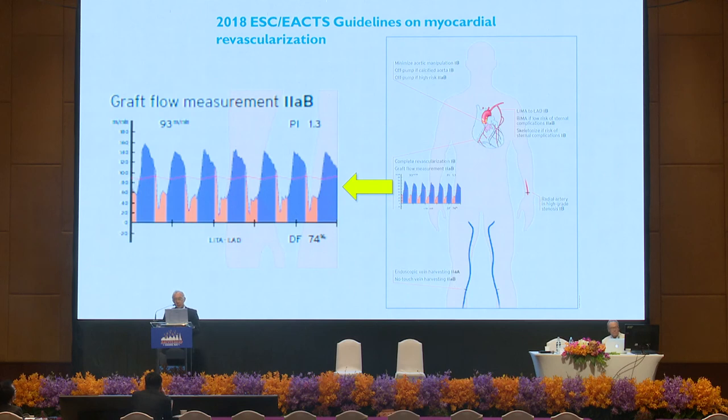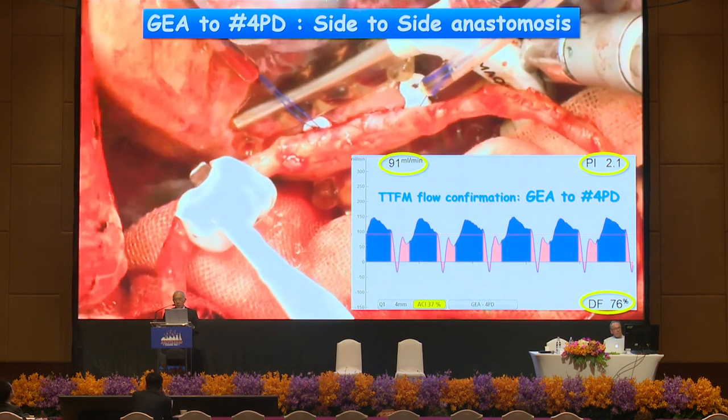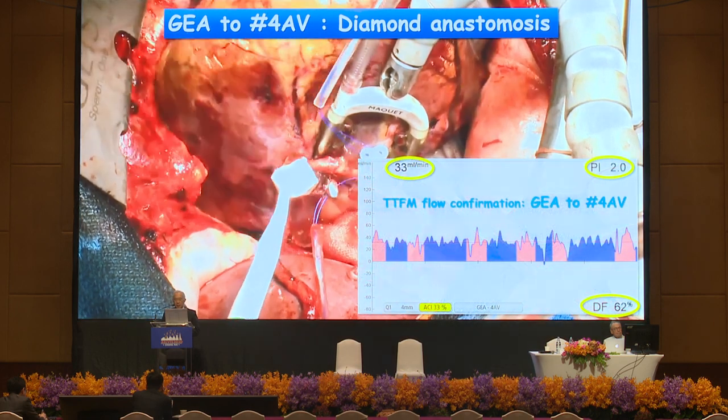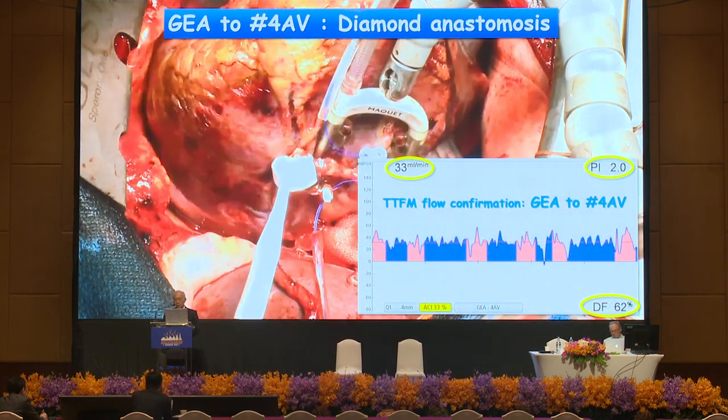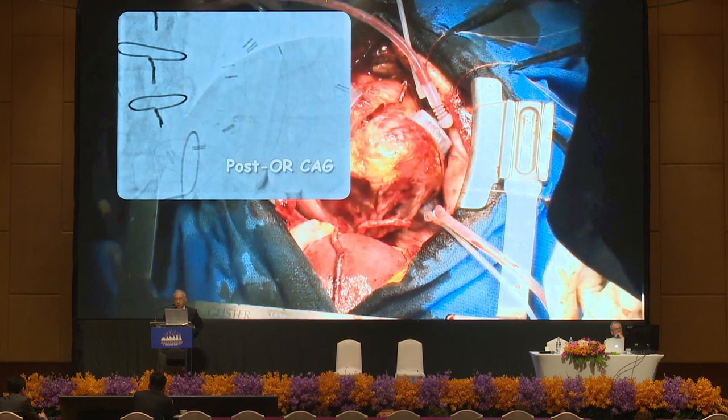This is recommended by the ASCVTS 2018 guideline, class 2A. So this is one typical case after I put the gastroepiploic artery to the posterior descending artery: 91 mL per minute, PI 2.1, diastolic filling 76%, it's very satisfactory. And then I put another graft more distally, and between the two grafts I could measure a flow of 33 mL per minute. It's satisfactory.